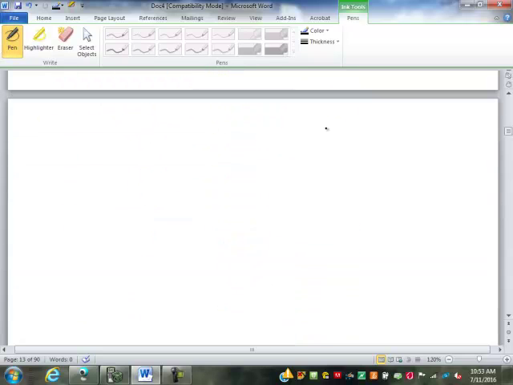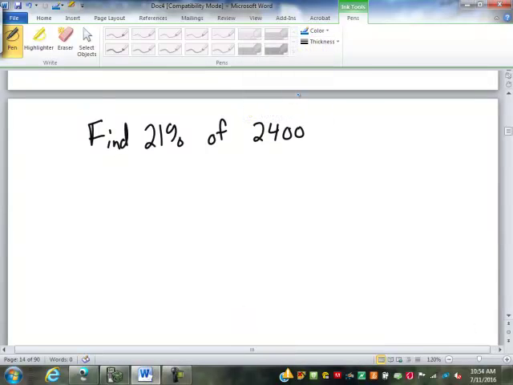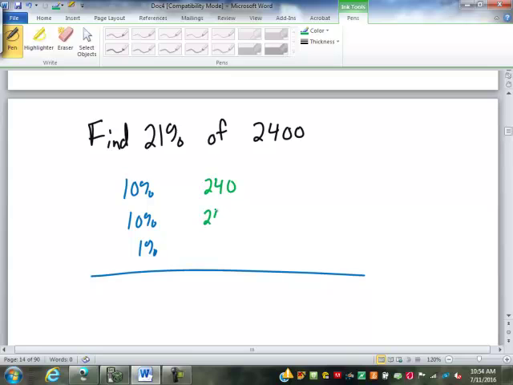So what I want you to do in your notes, find 21% of 2,400. So 21 is going to be 10%, 10%, and 1%. So 10% of 2,400 is 240. So another 240 for the other 10%. 1% is 24. So that adds up to 504.